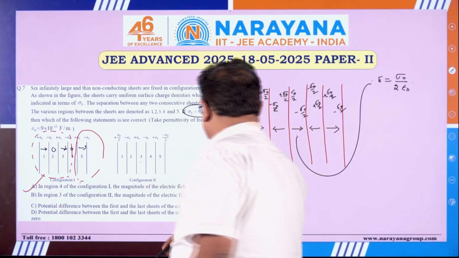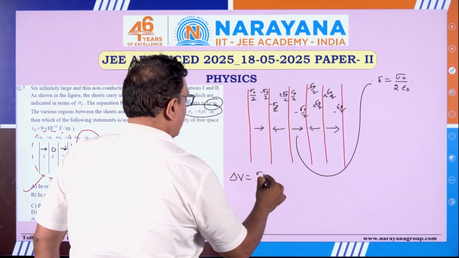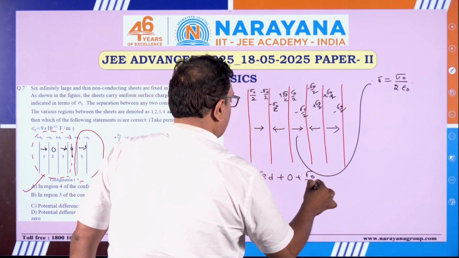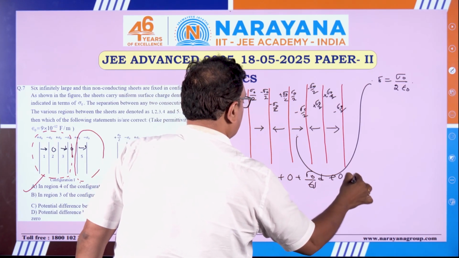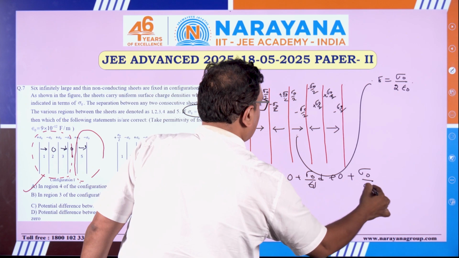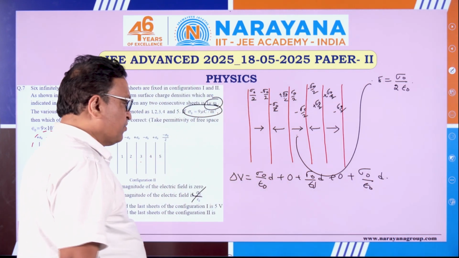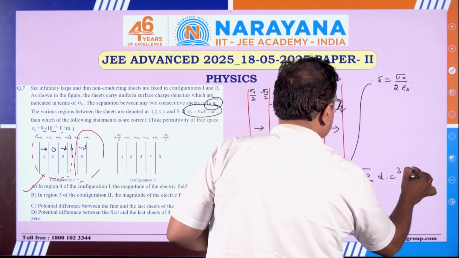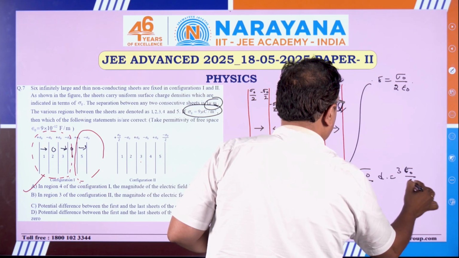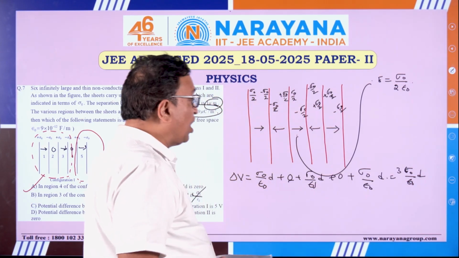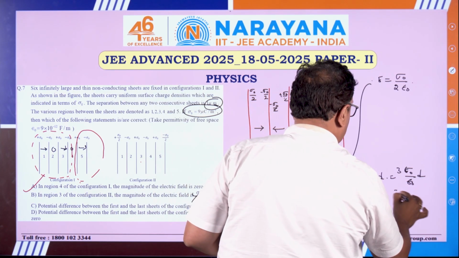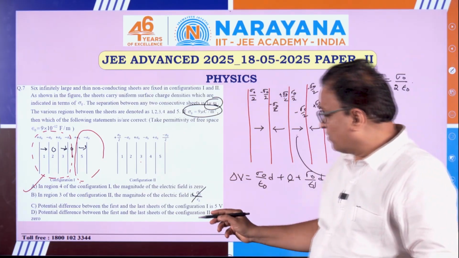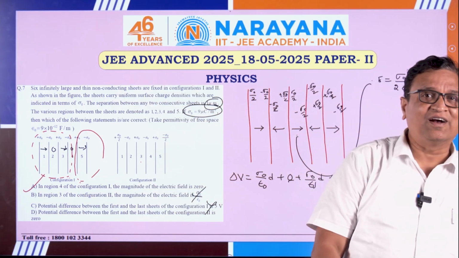Now, in this case, it is sigma naught by epsilon naught times d, plus 0, plus sigma naught by epsilon naught d. That's it. So you have 3 times sigma naught by epsilon naught d. I have solved that, and this value is going to be 3 volts, whereas the option they have given is 5 volts, which is wrong.